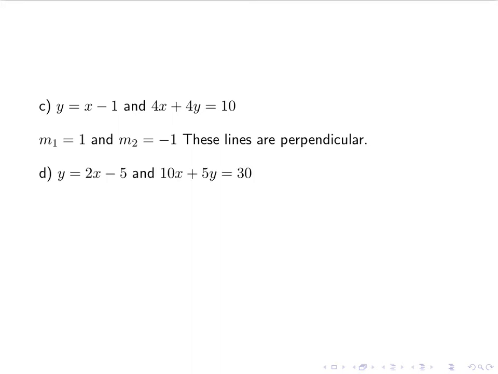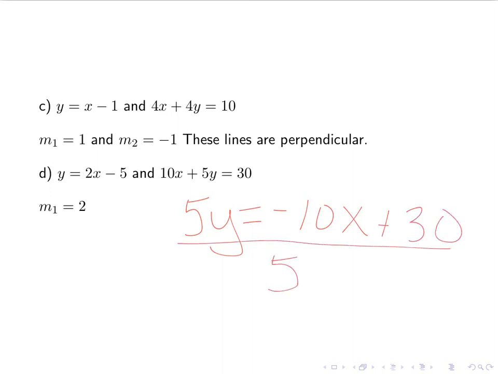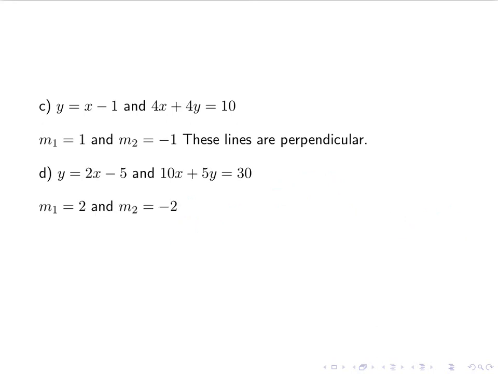Let's try another one. Y equals 2x minus 5, and 10x plus 5y equals 30. Again, our first one happens to be in y equals mx plus b form. So the slope of the first one is the 2. And for the second one, we will solve it for y. So subtract the 10x, divide everything by 5, and again our slope is going to be this negative 10 over 5, which is negative 2.